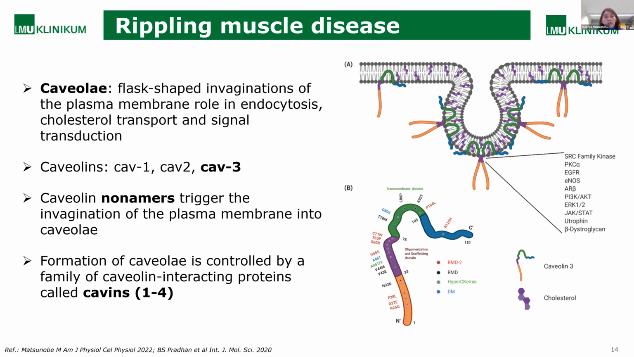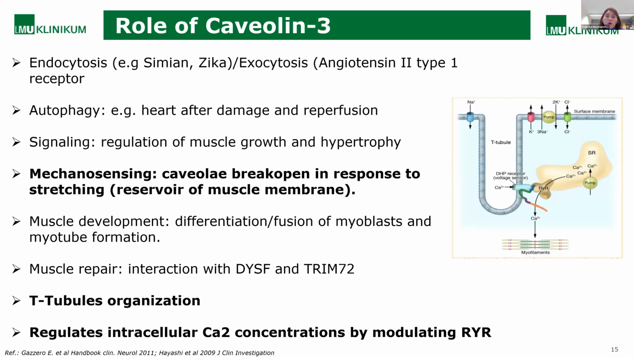And another important protein interacting with caveolin-3 and contributing to the formation of these caveolae are the family of the cavins, especially cavin 1 to 4. So among the many different functions of caveolin-3, I have highlighted those that are more relevant for muscle diseases. In particular, caveolae can work as a reservoir of muscle membrane that can break open in response to stretching. So this is this wave we have seen basically on rippling muscle.